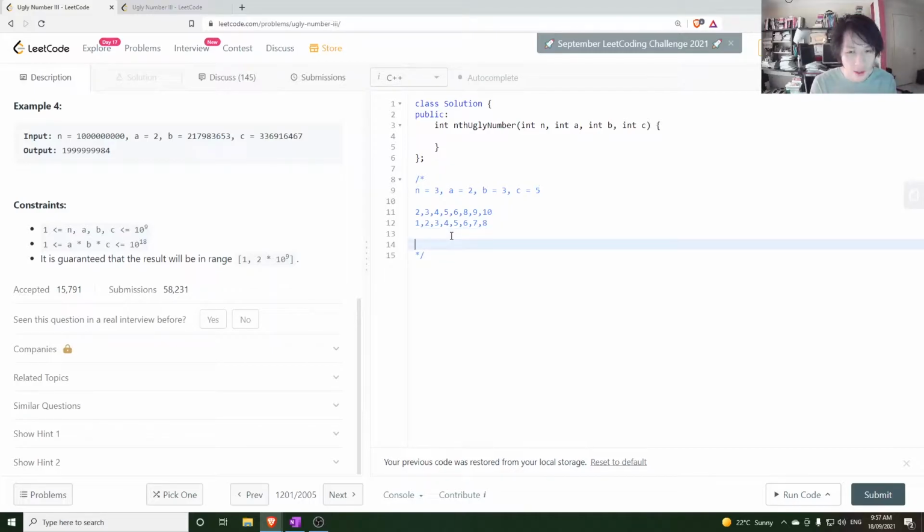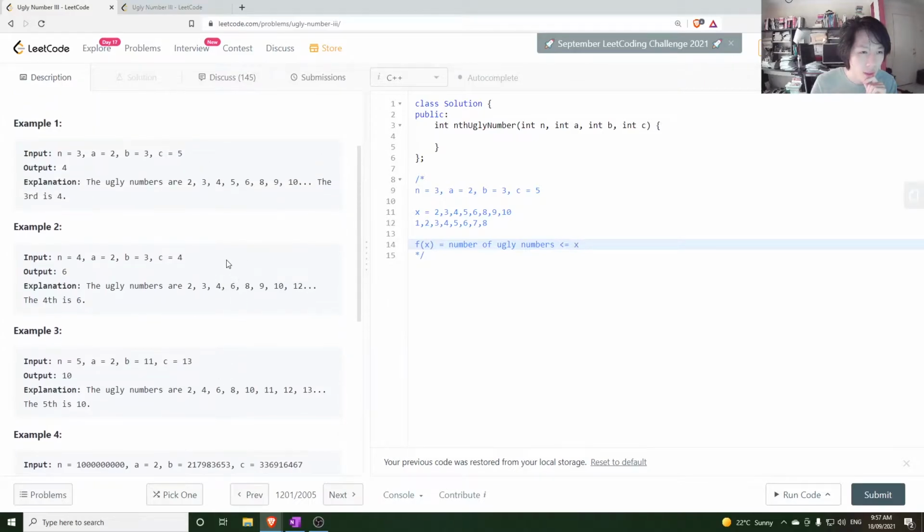Binary search relies on a function, let's call it f, that if we pass in a number, these are your x's, will return the number of ugly numbers less than or equal to x. Right, it doesn't matter if x is an ugly number or not. You can still return the number of ugly numbers less than or equal to x. So how do you do that?